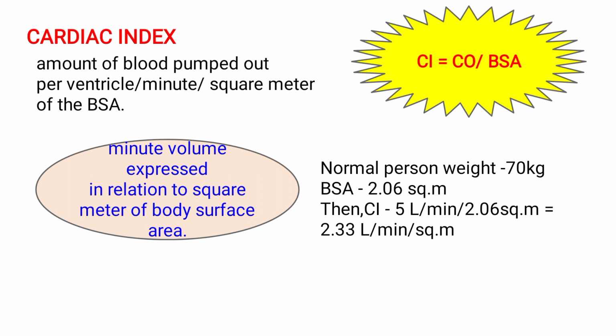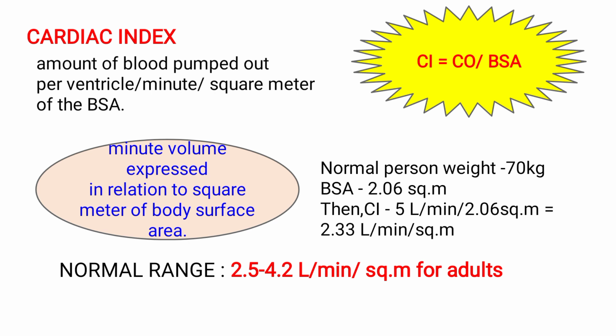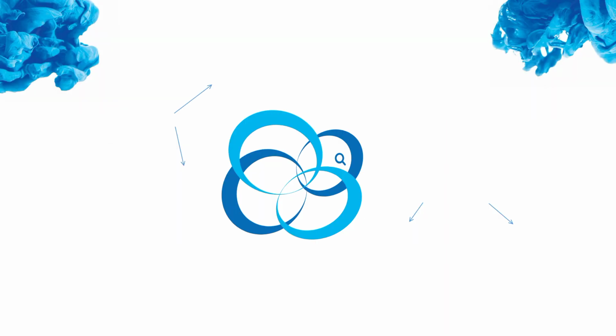So for example, if there is a 70 kg normal person and he has a body surface area of 2.06 square meters, then the cardiac index will be cardiac output of 5 liters divided by body surface area of 2.06, which is equal to 2.33 liters per minute per square meter. That is, the normal range will be 2.5 to 4.2 liters per minute per square meter for adults.